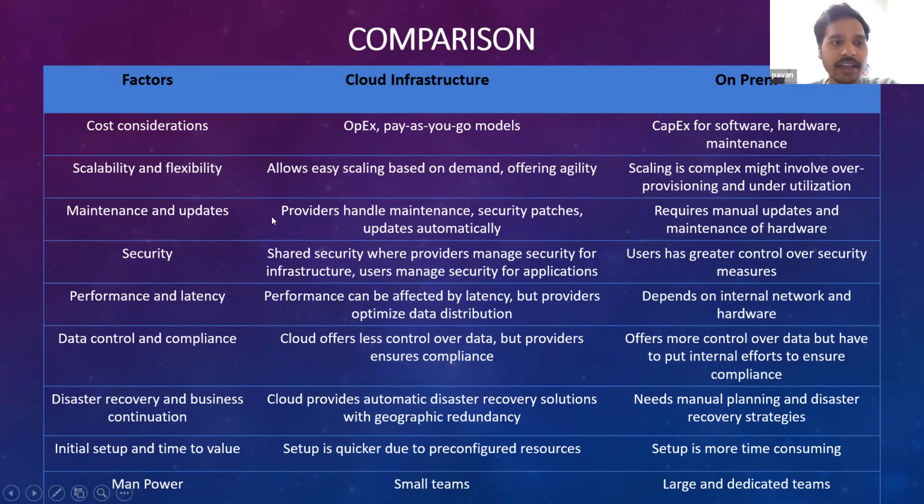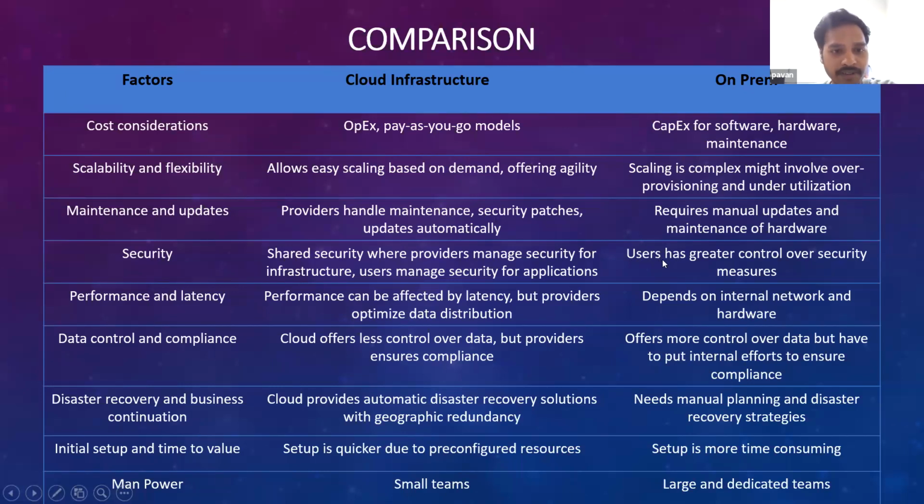for the application. And for maintenance and updates, providers handle maintenance, security patches, and updates automatically. But for on-premises, it requires manual updates and maintenance of the hardware by the organization's team. And for security, in cloud, it's a shared security where providers manage security for infrastructure and users manage security for applications. For on-prem, users have greater control over security measures.